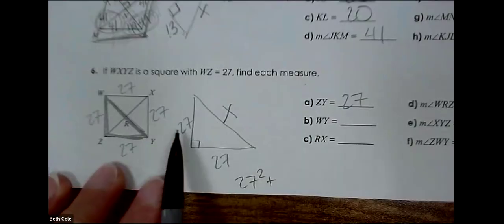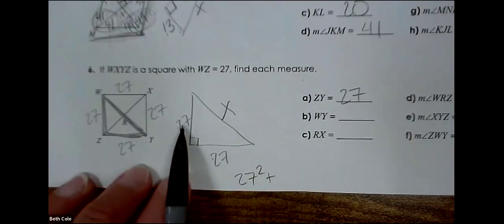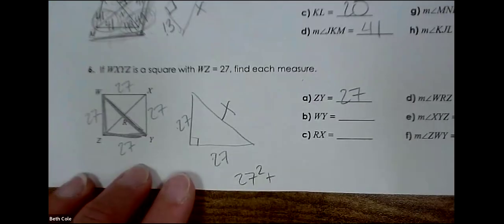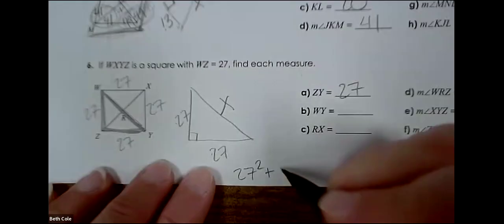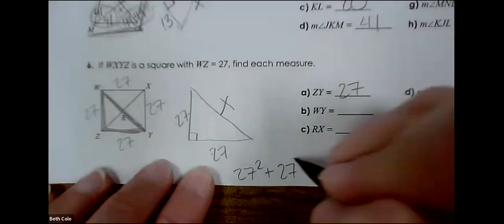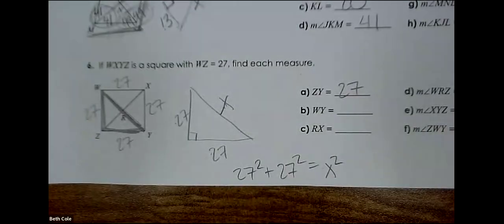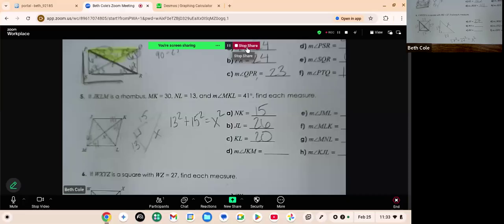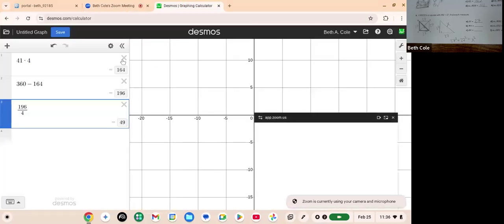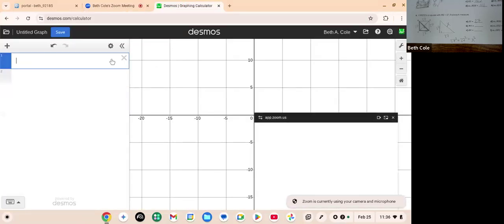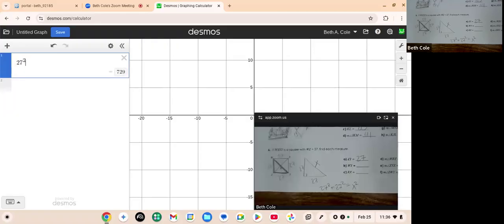It'll be 27 squared plus, what will come next? Yep, 27 squared equals x squared. And we're going to round to a whole number. So 27 squared plus 27 squared, that's going to be a big number. 27 squared is 27 times 27. So, let's see what we get. 27 squared plus 27 squared equals x squared. I'm going to have to zoom out.